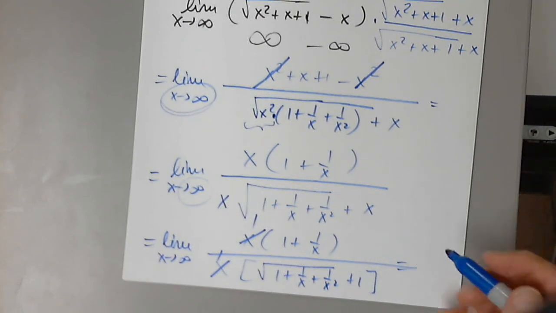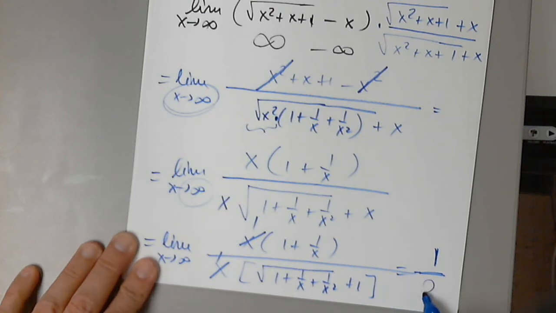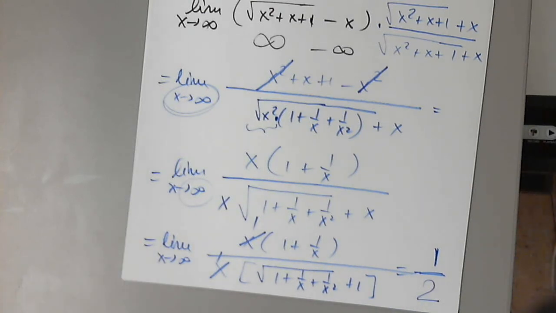And now the numerator goes to 1, and the denominator goes to 2. Because all the 1 over x squared, they go to 0.